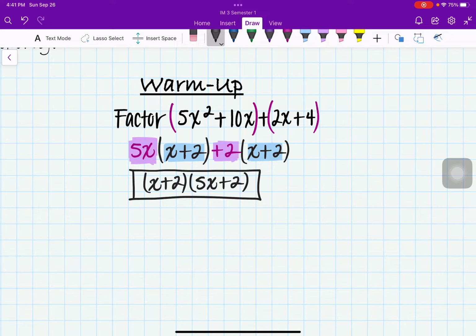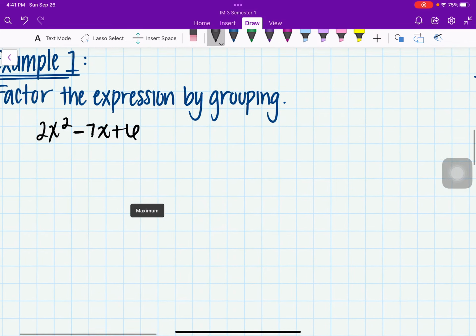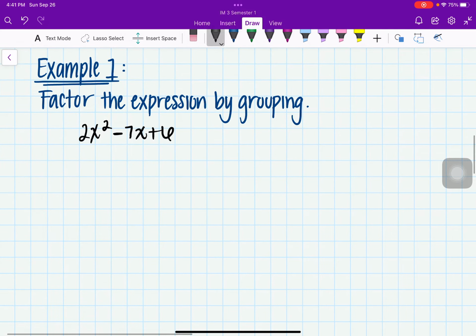So this is how grouping works, and we're going to show 3 examples on factoring quadratics using the diamond method plus grouping. Starting off here, guys, we have the expression 2x squared minus 7x plus 6, and I want to factor it using grouping.